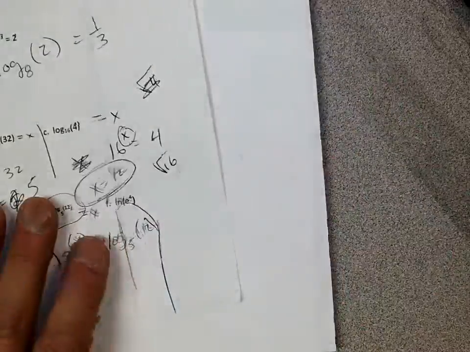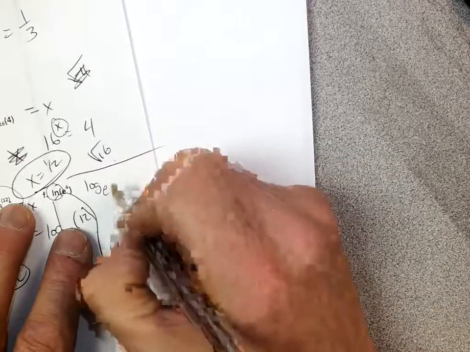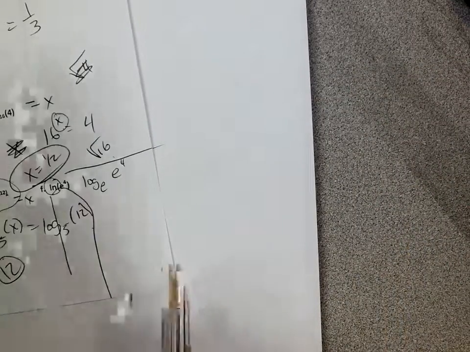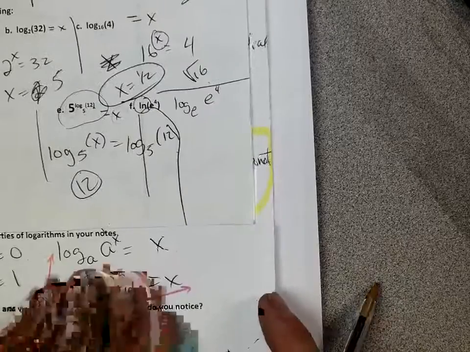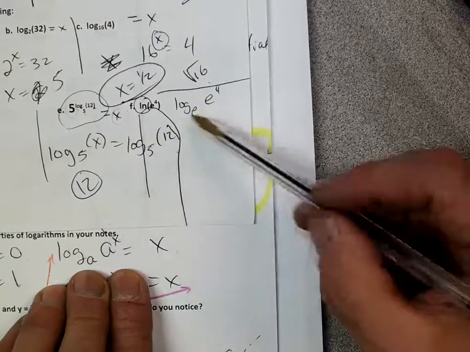F. ln. ln has a base. What's the base of ln? I'm running out of room, but I'll squeeze it in here. Yeah, so it's log base e of e to the 4, right? I think we got a rule like that here too somewhere. Somewhere don't we have a rule like that? I think we do. I think it's right there. Log base e of e to the e. What do you think the answer is? So take a look here. What's the answer?